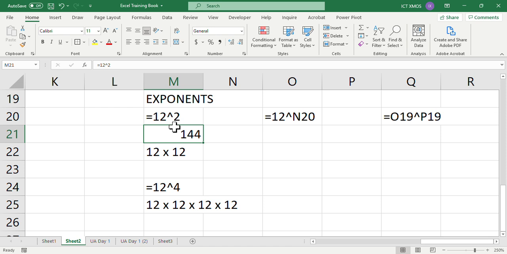I don't know if you understand what I'm trying to say. In your formula, what did you start your formula with? You say you want to get this 144. For you to get 144, you enter equal to 12, the exponential sign, followed by 2.